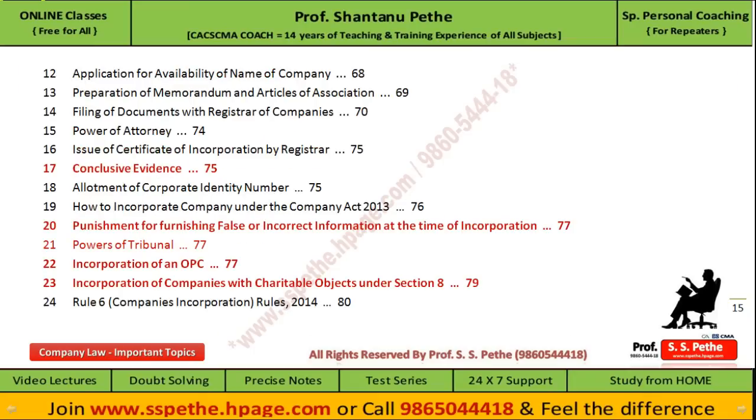Conclusive evidence. The certificate of incorporation is a conclusive evidence. This question can also come up. Punishment for furnishing the false and incorrect information at the time of incorporation, and the power of tribunal in this regard. The incorporation of one person company can be asked separately. Then the incorporation of a company with a charitable object under section 8, that is association not for profit, the incorporation method. So these were the important topics of chapter number 3.